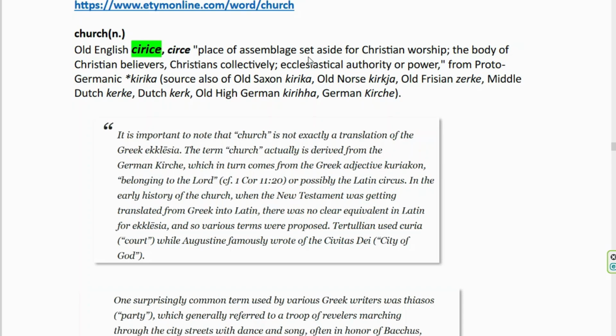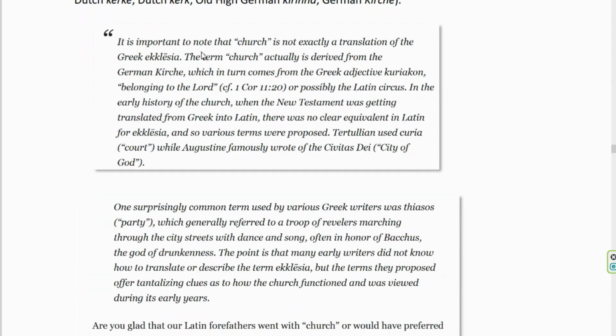Place of assemblage set aside for Christian worship, the body of Christian believers, Christians collectively, ecclesiastical authority or power. From Proto-Germanic Kirka. Also Old Saxon, Old Norse, Old Frisian, Middle Dutch. It said it was important to note that church is not exactly a translation of the Greek word ecclesia. The term church actually is derived from the German Kirche, which in turn comes from a Greek adjective kirkion, meaning belonging to the Lord.